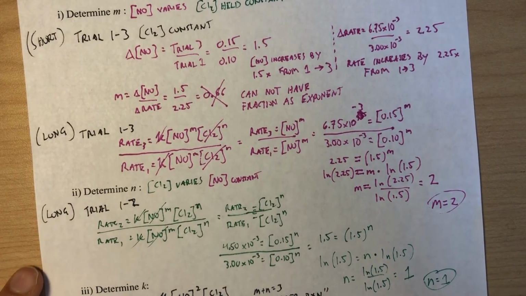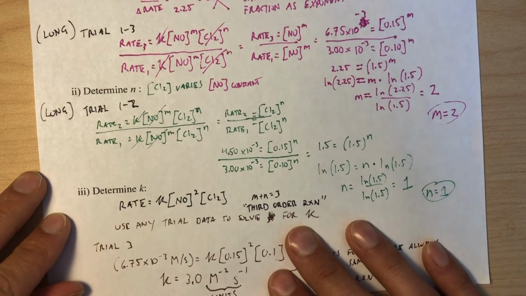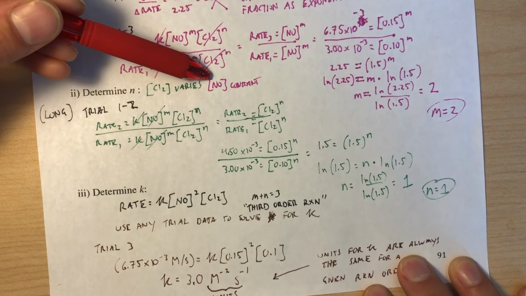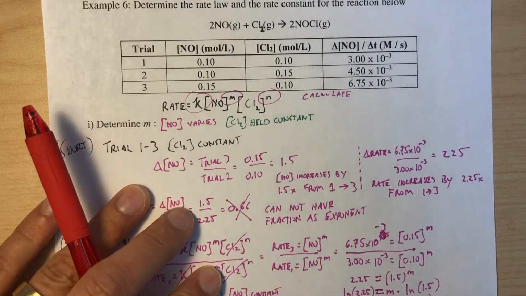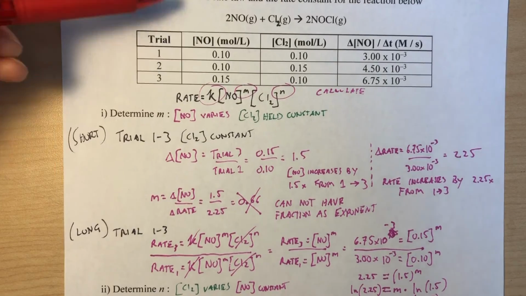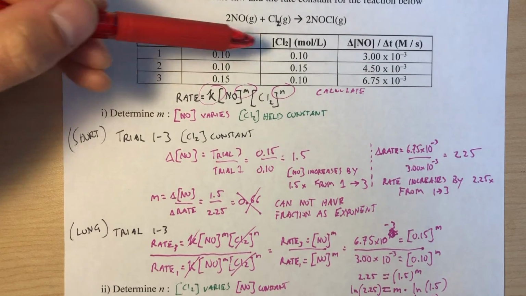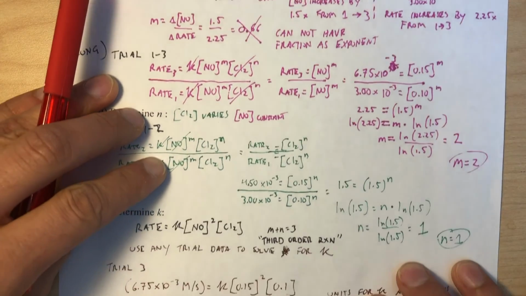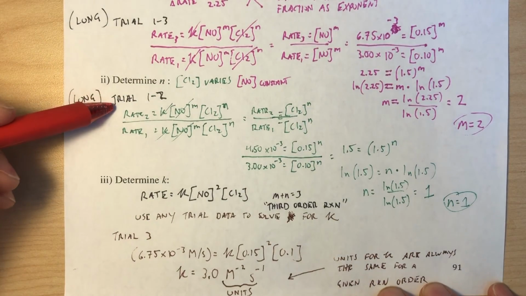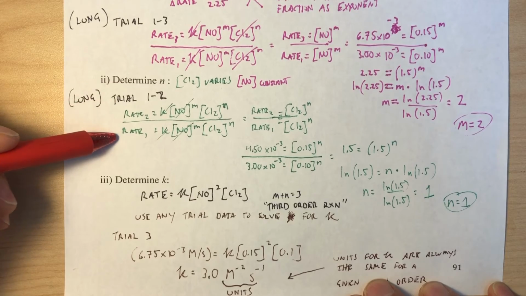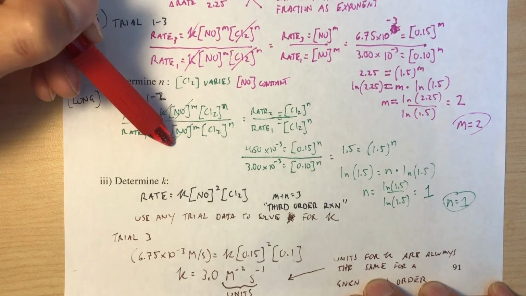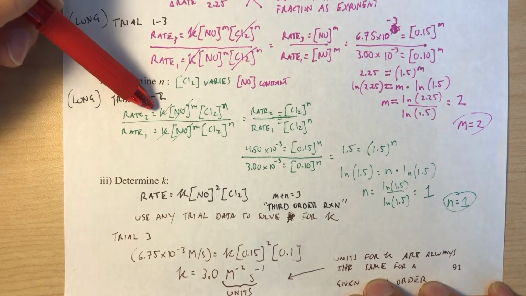Now we're going to do the long version only between trial 1 and trial 2. Between trial 1 and trial 2, NO is held constant, chlorine varies. And we're going to see what effect that has on a change in rate. So we take the rate law at trial 2 divided by the rate law of trial 1. In that situation, NO is held constant, so that cancels, and Cl2 varies, so that is still included. Our rate constants k cancel.